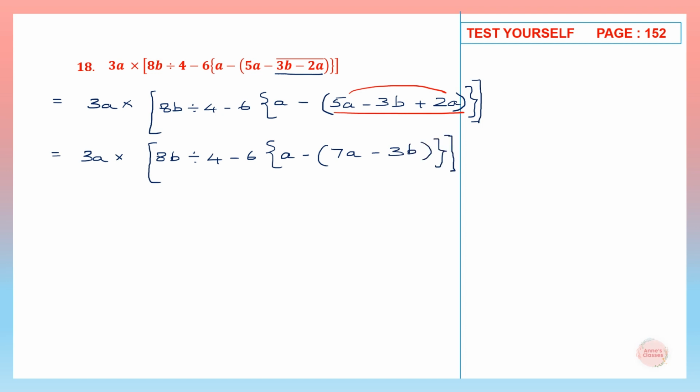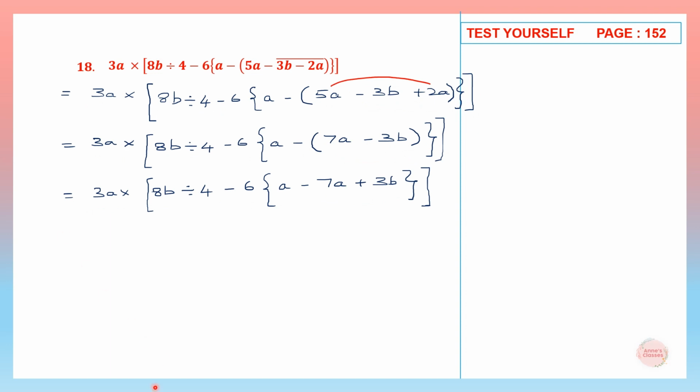So we still have the parenthesis to work out. So let's do that. So here 3a into 8b divided by 4 minus 6, a. Now here we're going to remove these brackets. So look at the sign before that. It is minus sign. So this becomes minus 7a plus 3b. Close brackets. Now we have to work out what is within the curly brackets. So here look out for the like terms. That is a minus 7a. So this is 1a minus 7a.